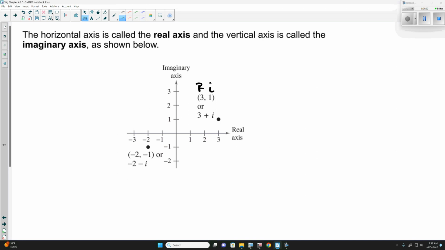Or negative 2 minus i. The real part is negative 2. The imaginary part is negative 1i. And we get this here. Some say that this is our a and this is our bi, where we plot the a and b parts for this here.